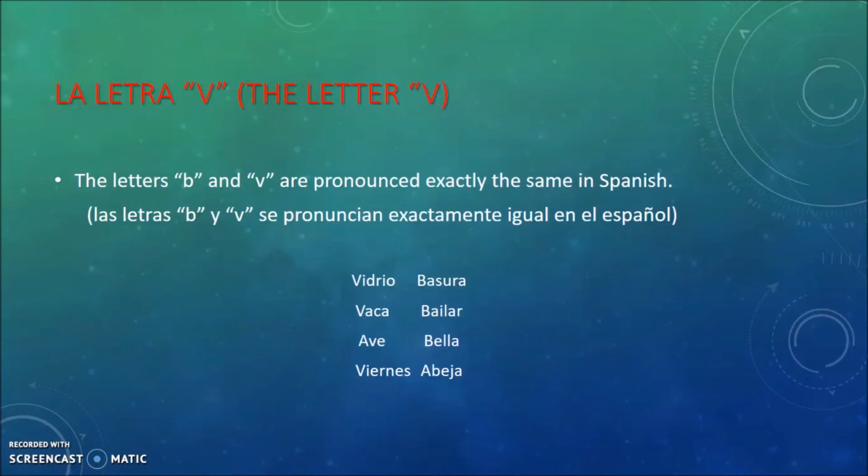I'm sorry. Moving on to la letra B and V. This one took me a long time to understand, because it was never really clarified to me that they sound exactly the same. Look at these examples. Vidrio, basura, vaca, bailar, ave, bella, viernes, abeja. Notice how the B and the V sound exactly the same. There are very subtle differences that I'm not going to get into because they're really not important in terms of speaking the language. So, moving on.